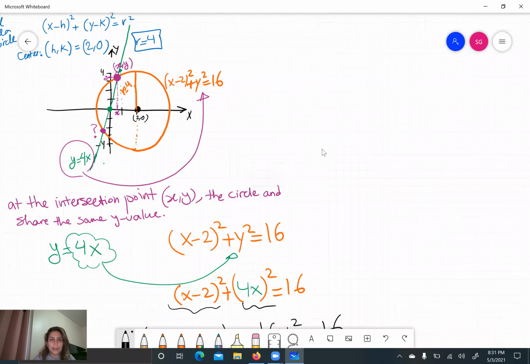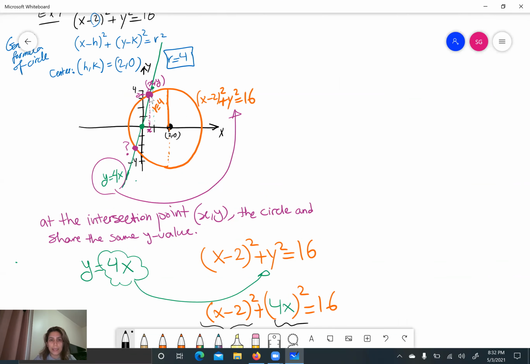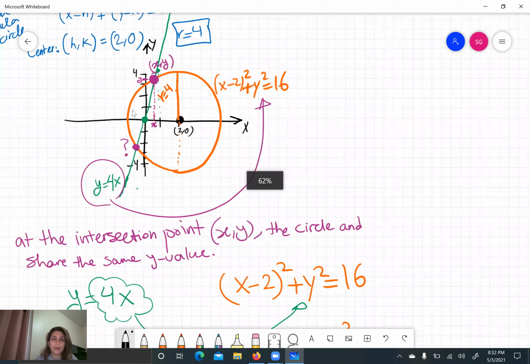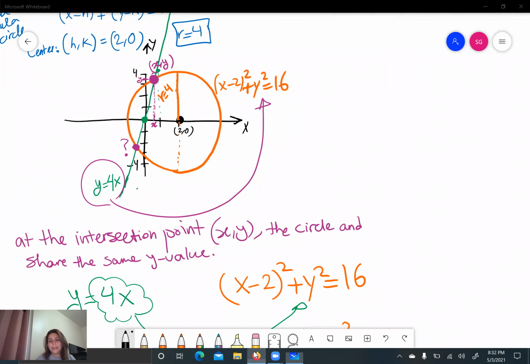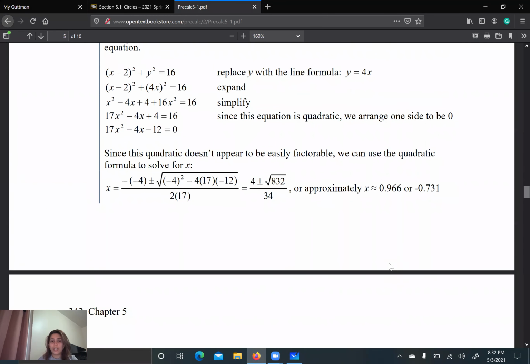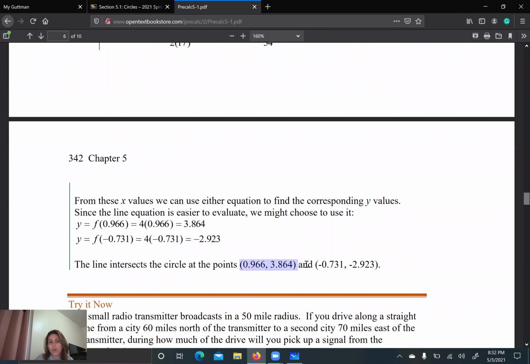One of them is the positive one, almost positive 0.966. That is going to be this x value. And as you can see from the graph, the other has a negative x value, and that's going to be this one, negative 0.731. Right? So that's it. We found the intersection points. And if you like, you can evaluate the function, using the 4x to evaluate their height value and then express the points. The line intersects the circle at these 2 points.